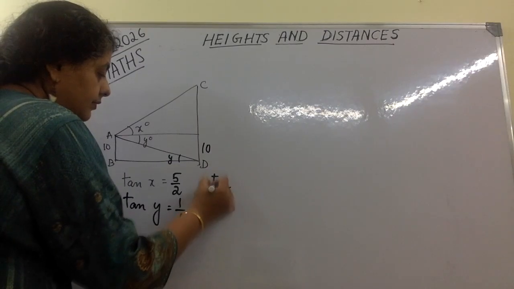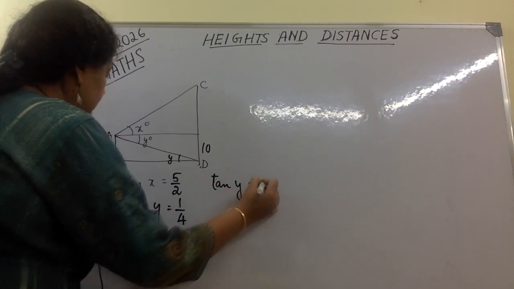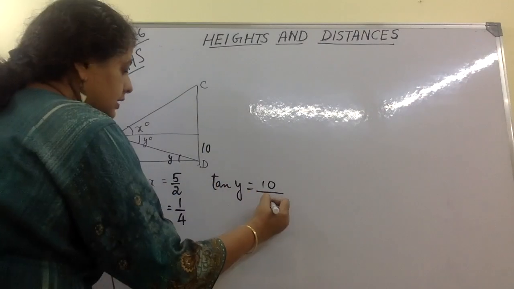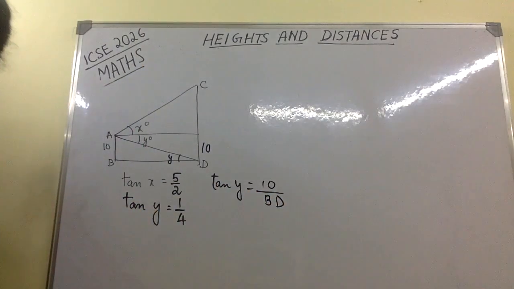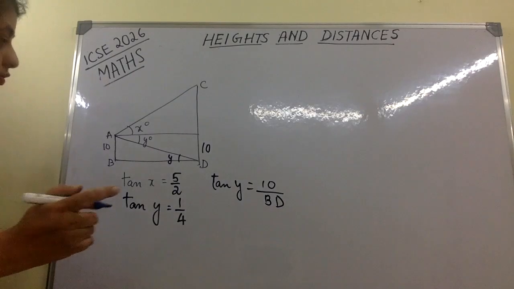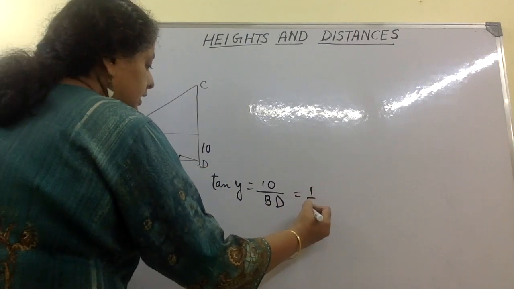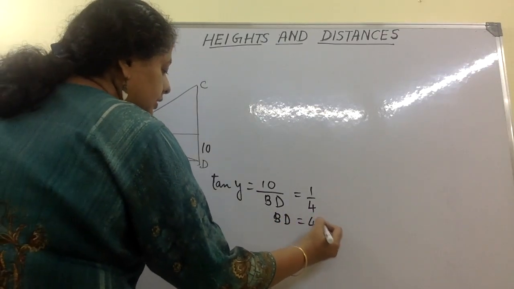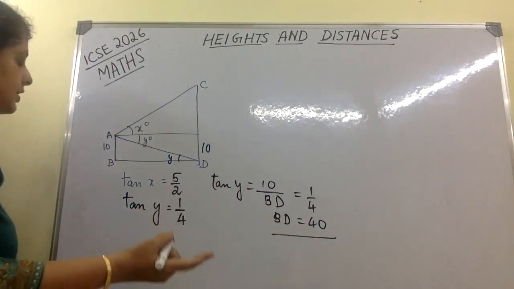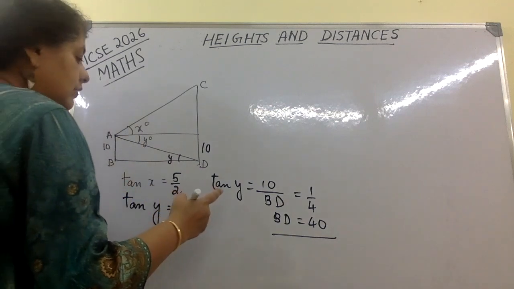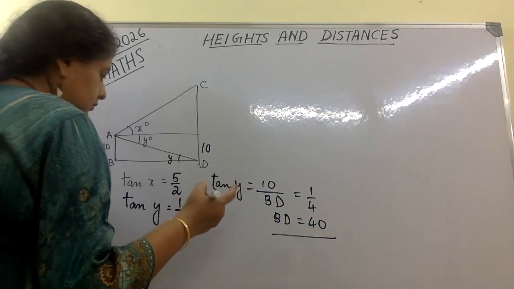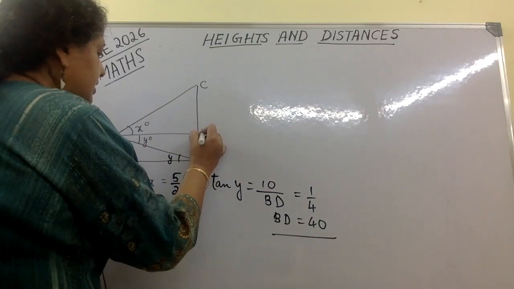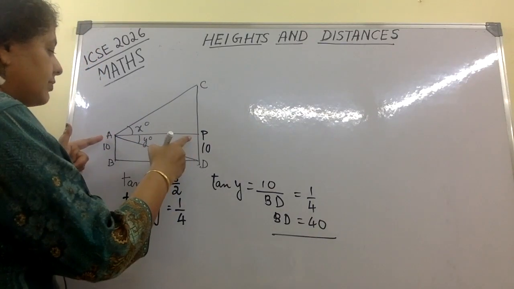Tan y is 10 by BD, which is equal to 1 by 4. Can I find BD now? So BD is clearly 40. Okay, 40 meters. So now, if BD is 40 meters, let me name it P, AP is also 40 meters.